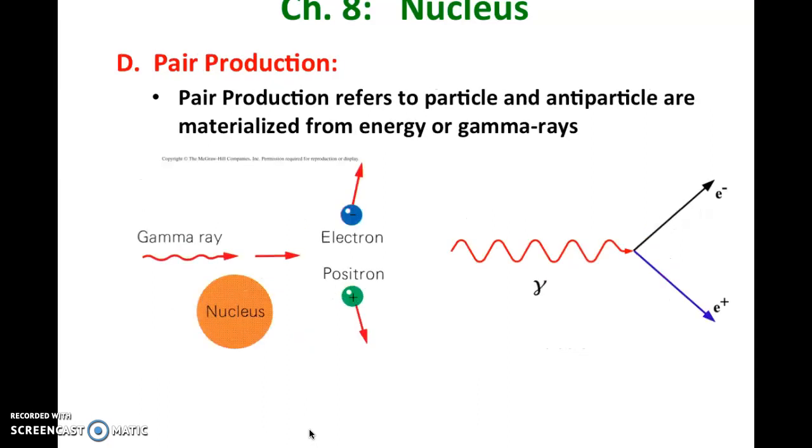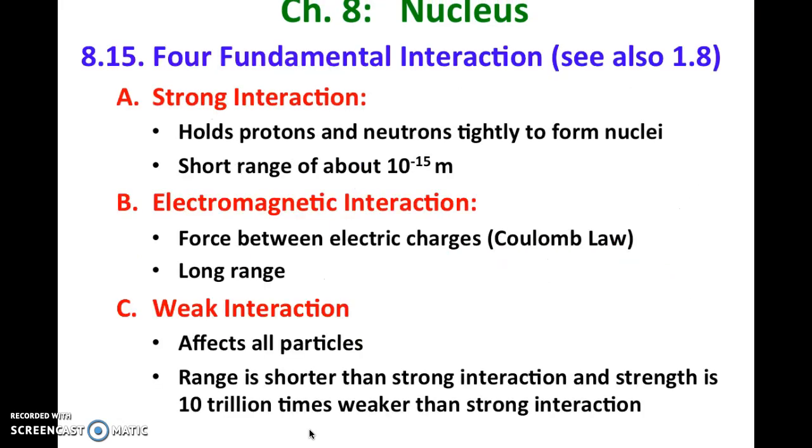The inverse of annihilation is called pair production. That refers to that a particle and its antiparticle are materialized from energy or gamma rays. As we mentioned in Chapter 1, there are 4 fundamental interactions found in nature. There are strong interaction, weak interaction, electromagnetic interaction, and gravitational interaction.